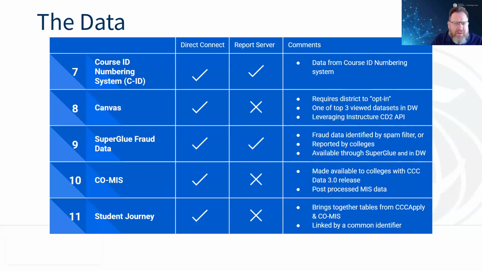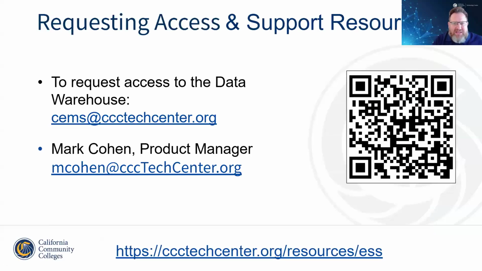Jack, please advance. So to request access to the data warehouse, whether for direct access to Redshift or access to the data warehouse report server or both, you can do that by contacting our enabling services group at the email address you see here. The QR code or link at the bottom of the screen will bring you to the Tech Center's enabling services group, which has a number of resources provided, including how to open a staff support ticket.